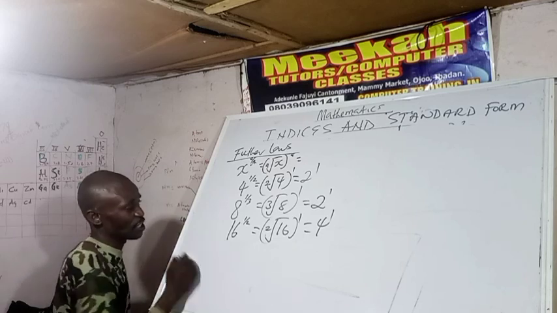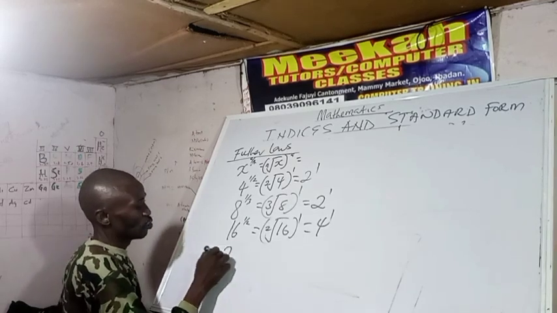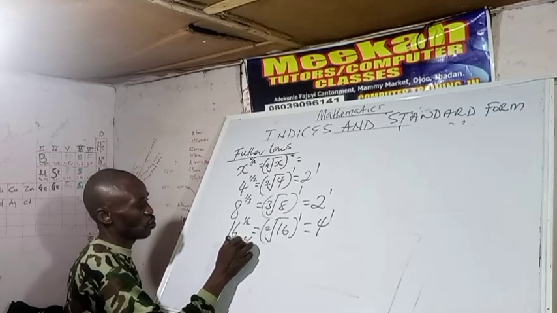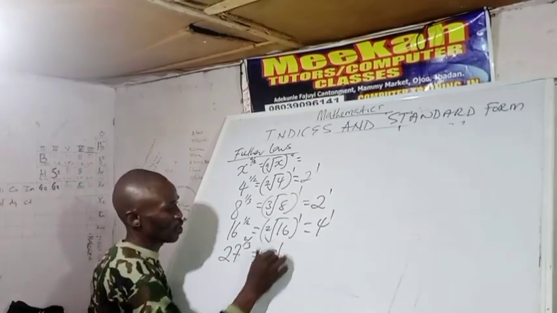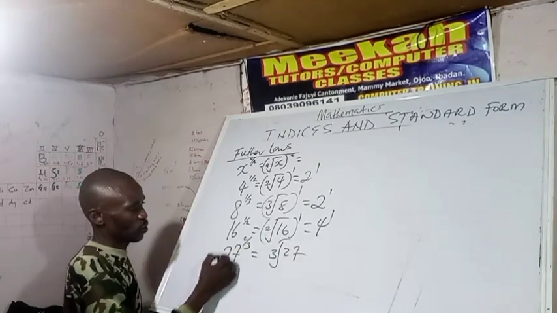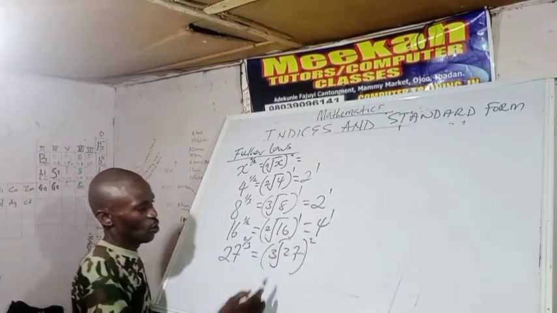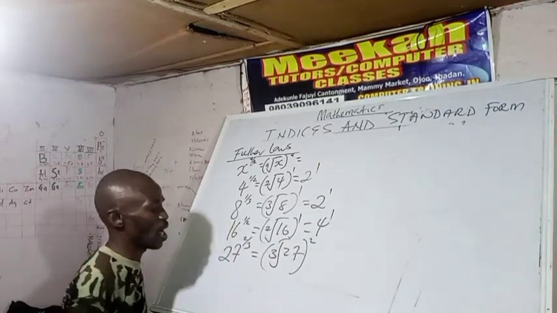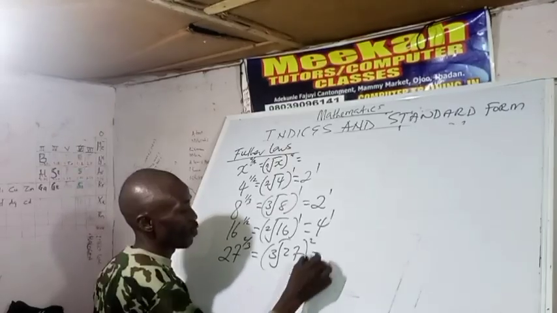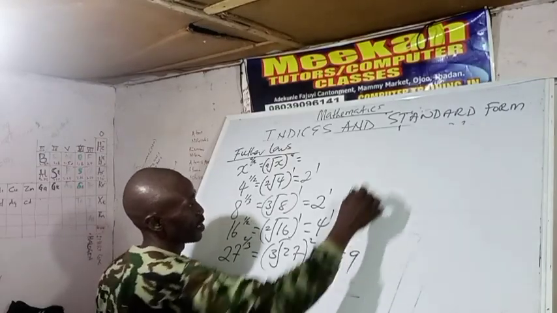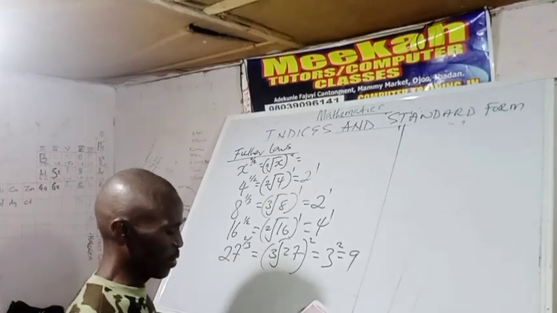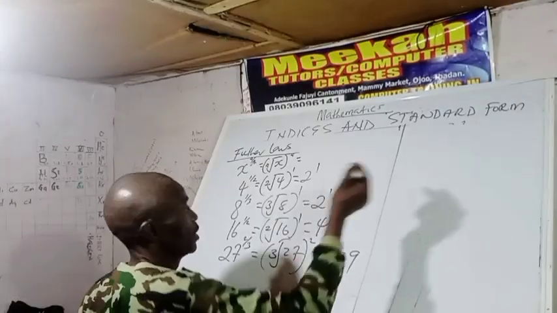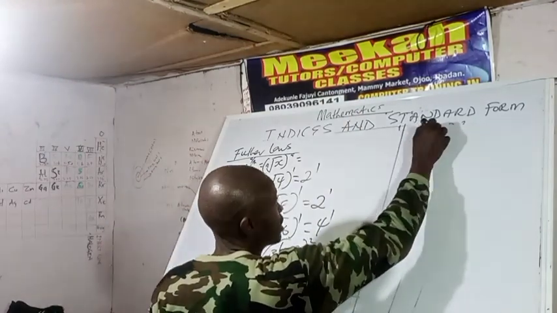What if you have it this way? 27 raised to power 2 over 3. Gentlemen, it is the same thing. They become what? 3 root 27, 3 root 27 raised to power 2. What can multiply itself 3 times to have 27? We have 3 raised to power 2. What do you have? 9.